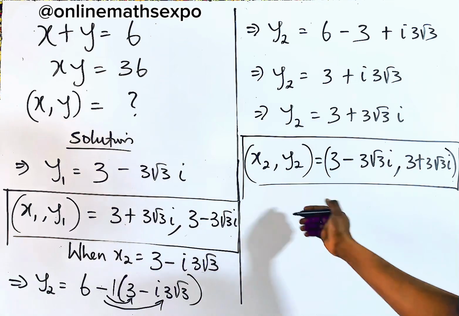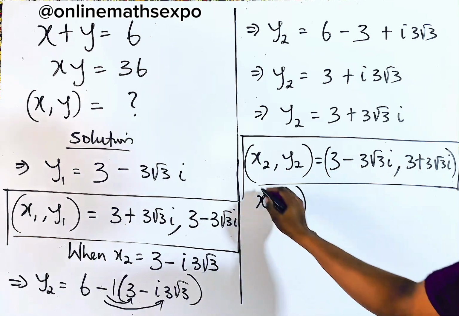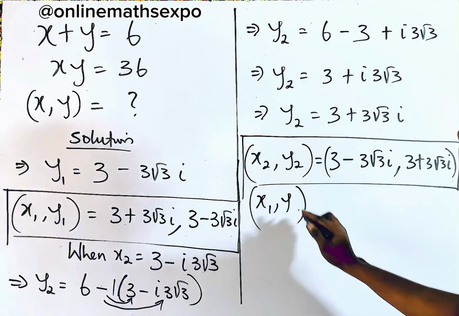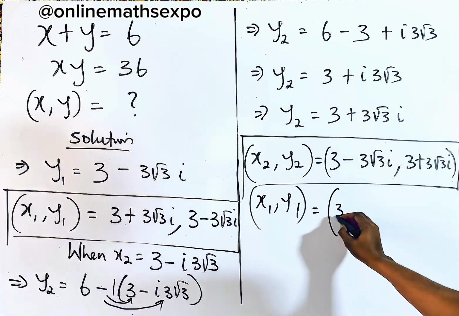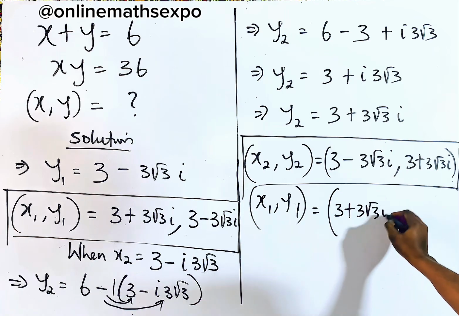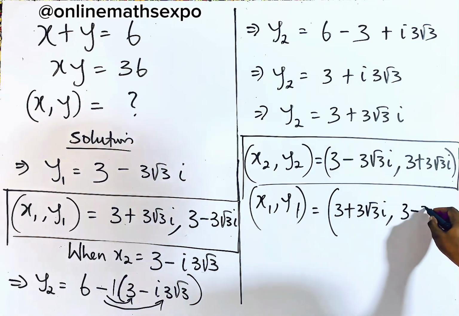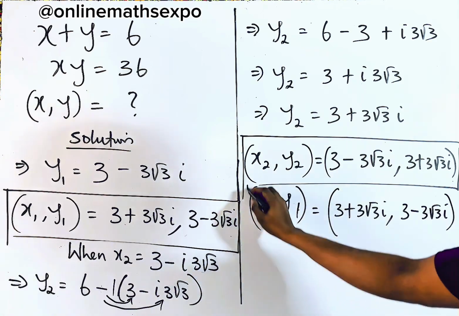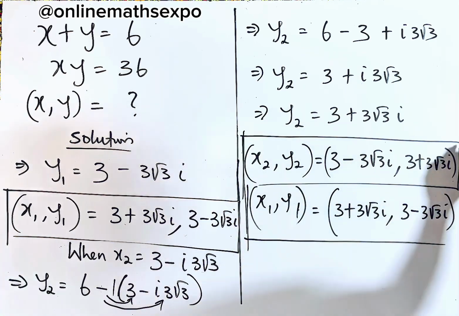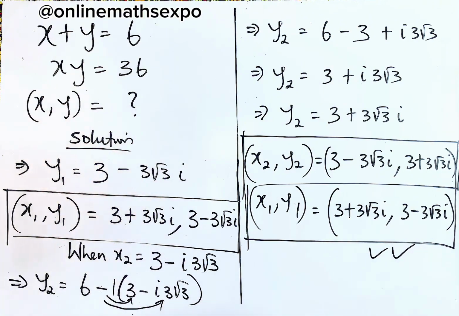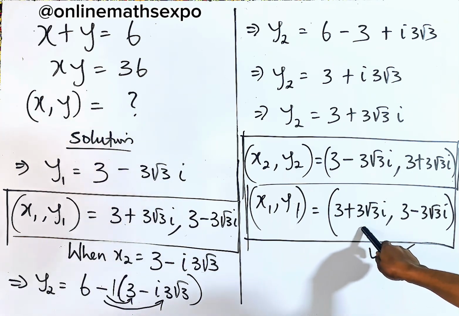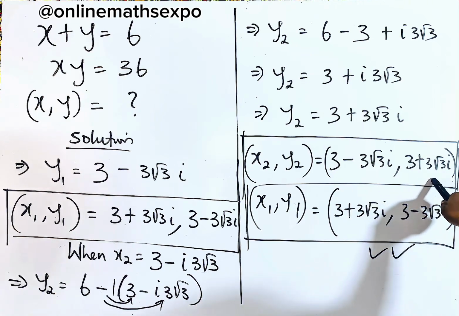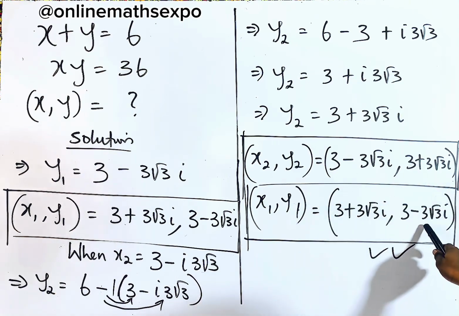So let's bring this together. We have the first set, and this is what we have: 3 plus 3 root 3 i and 3 minus 3 root 3 i. So this is just the solution for this system of equations. And I hope you learned something. Did you discover anything? Yes, you observe that the first value of x is the second value of y, and the second value of x is the first value of y.